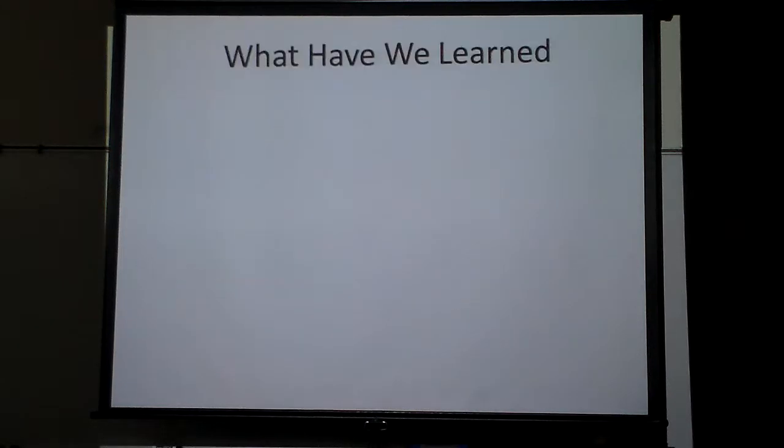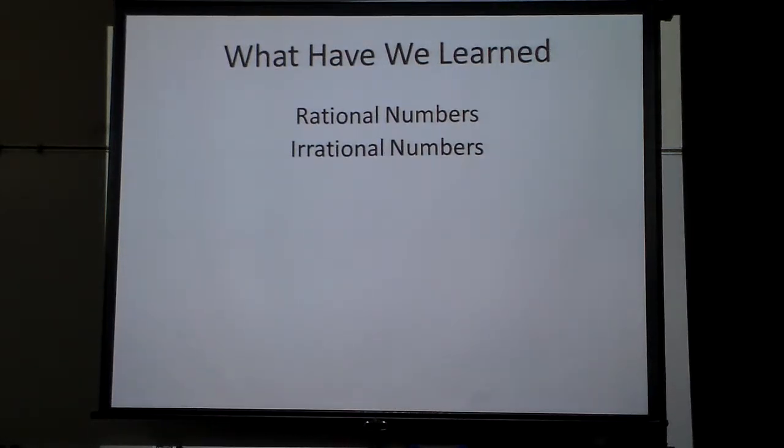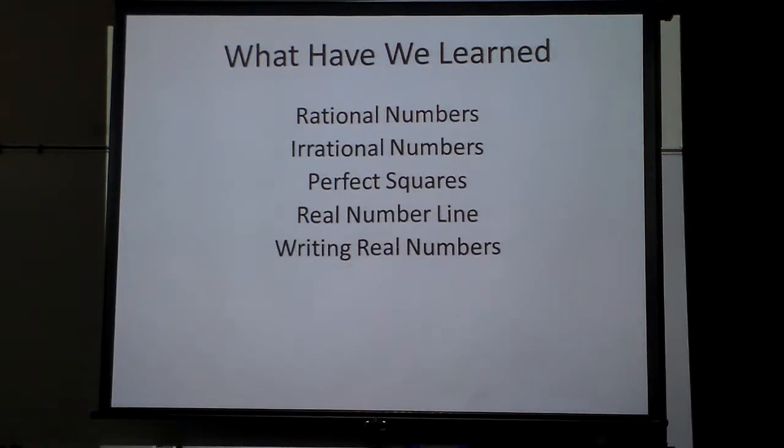All right? So, what have we learned? We learned what rational numbers are. Basically, they're numbers that can be written as fractions, or if they're written as decimals, they terminate or repeat. Irrational numbers keep going on and on and on and don't repeat. Perfect squares are like the square root of 4, square root of 16, square root of 25. We learned about real number lines, how we can compare numbers, positives and negatives. We can write real numbers. We know absolute value is the distance from 0. +9 and -9 have the same absolute value, 9.